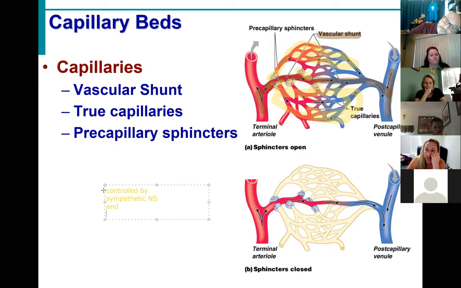Endocrine. Hormones. There you go. Excellent. Perfect. The endocrine system and our hormones.